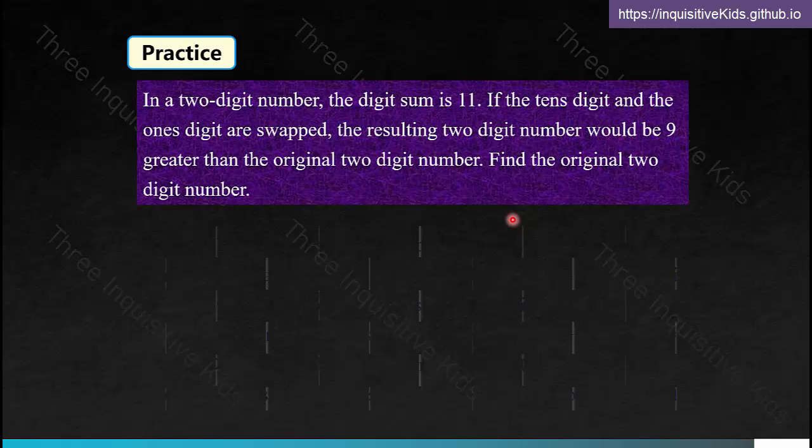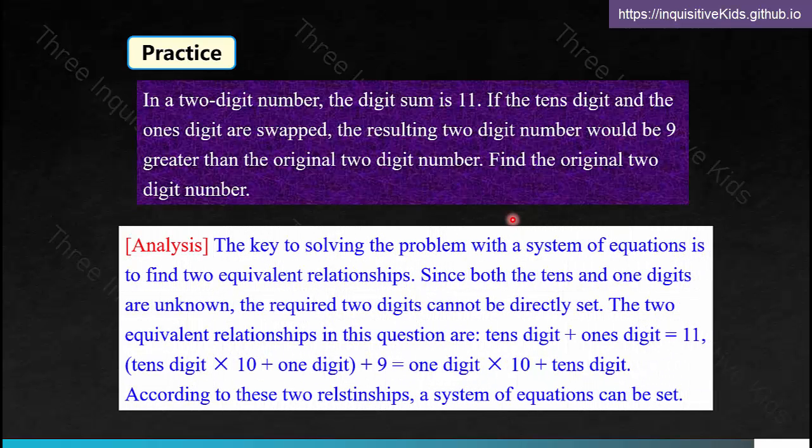All done? Okay. Here's the analysis. The key to solving the problem with a system of equations is to find the two equivalent relationships, right? This applies to every other type of word problem we have encountered before. Since both the tens and ones digit are unknown, the required two-digit number cannot be directly set.